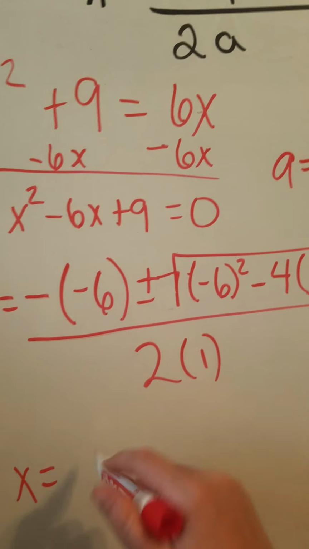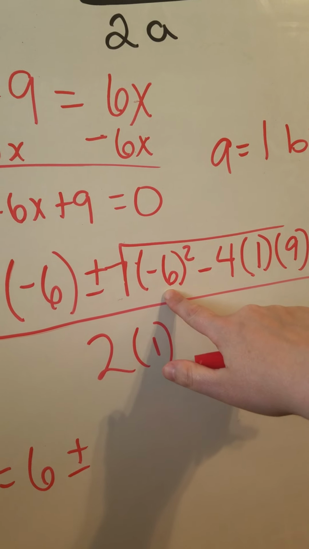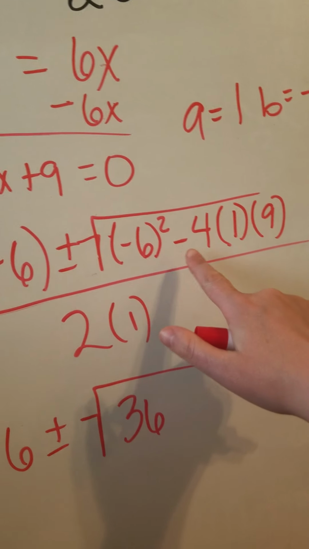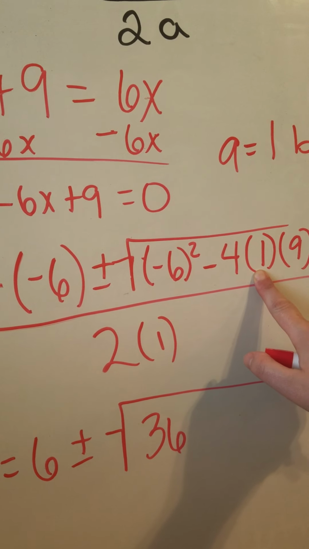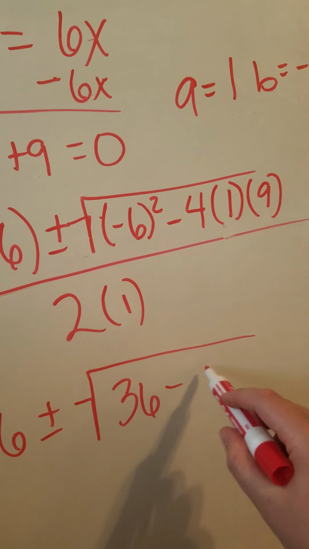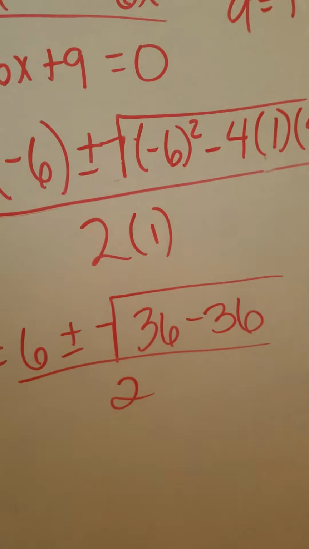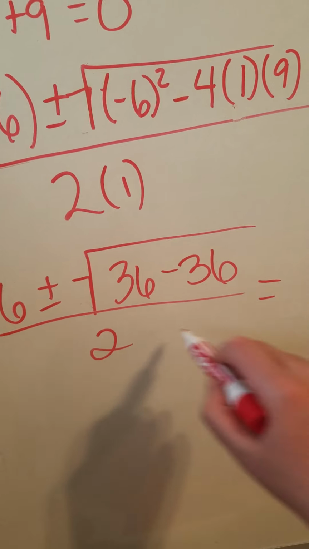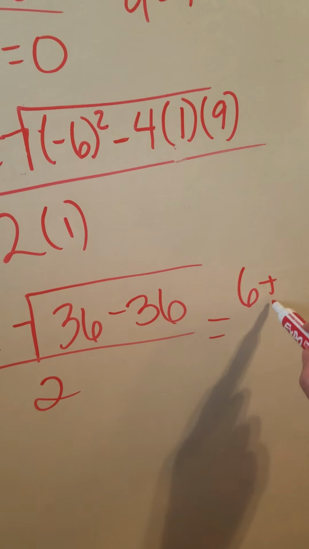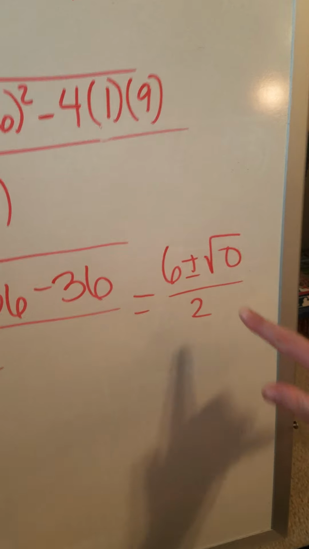I got 2 negatives here, which makes this a positive 6, plus minus negative 6 squared is 36. Negative 4 times 1 is a negative 4. And negative 4 times 9 is going to be negative 36. All over 2 times 1, which is 2. So this time, I see I got the same number here. When I do 36 minus 36, that is going to end up giving me 0. Well, the square root of 0, that's just 0.